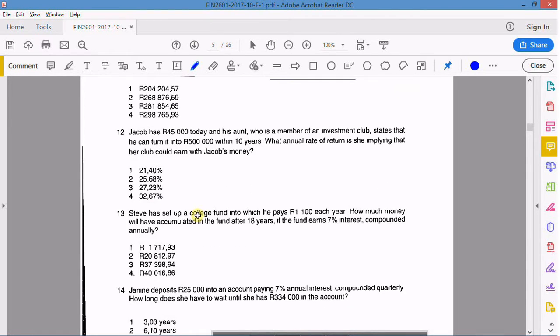Right, Jacob has 45,000 today, that's PV. Do you agree? Yes. Okay. His aunt, who is a member of an investment club, states that he can turn it into 500,000 within 10 years. That's FV. 10 is N. What is the annual rate of return? So we're looking for the rate, the I. Exactly. Good. See, you just need to look for the variables.